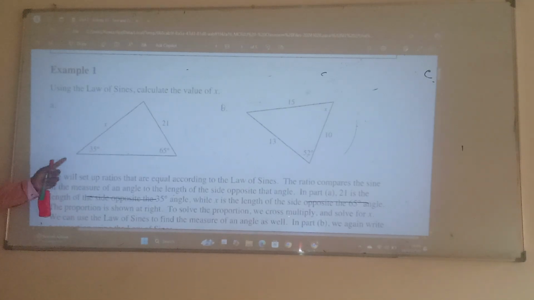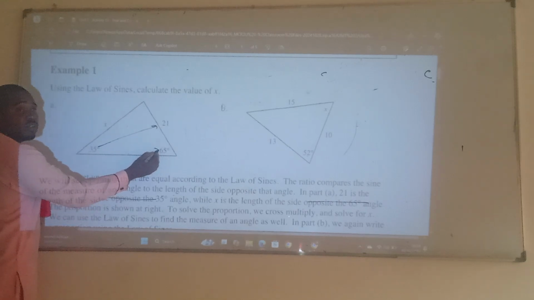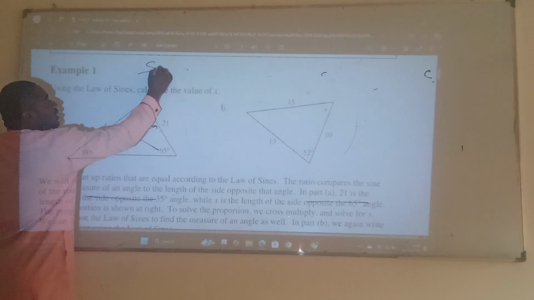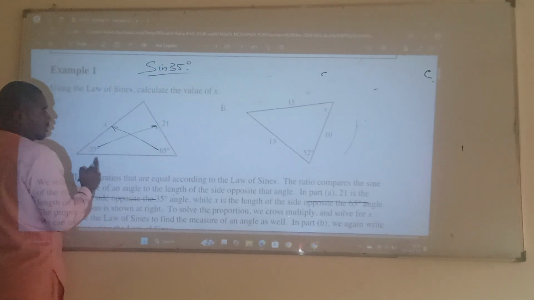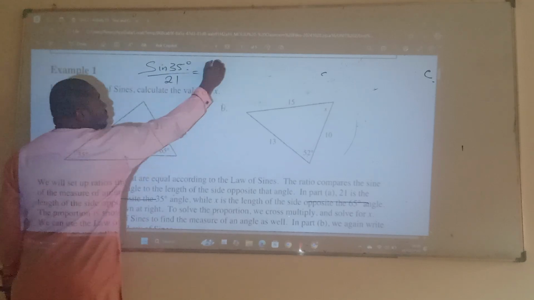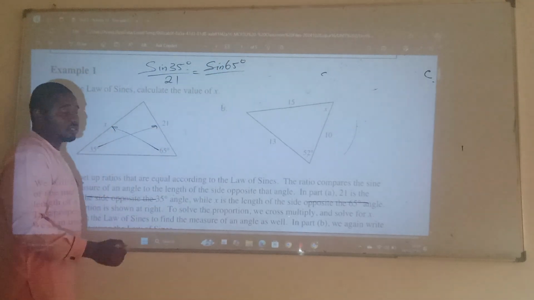We can use the sine rule. The sine rule says the sine of this angle divided by the side facing it should be equal to the sine of this angle upon this particular side. So we have sine 35 degrees upon 21 should be equal to sine 65 degrees upon x.